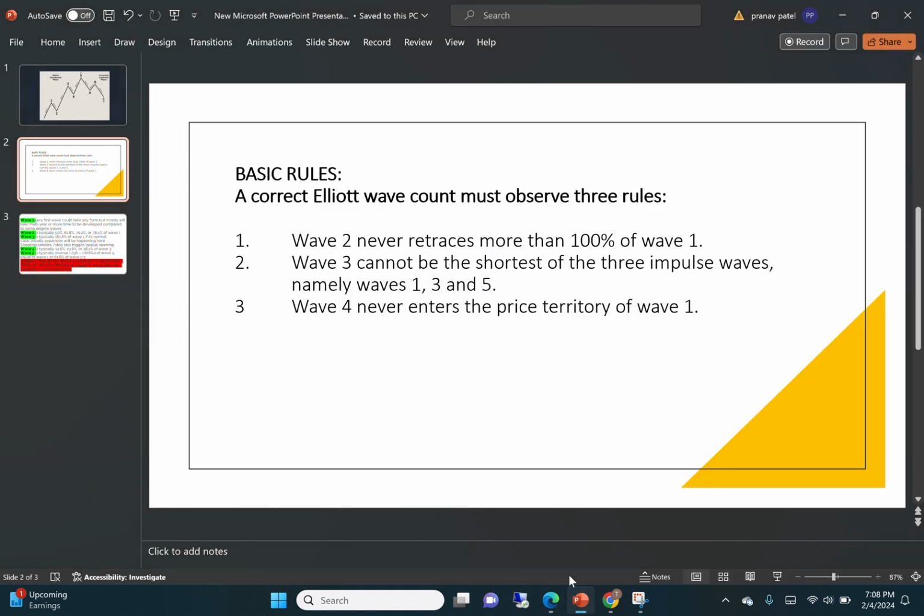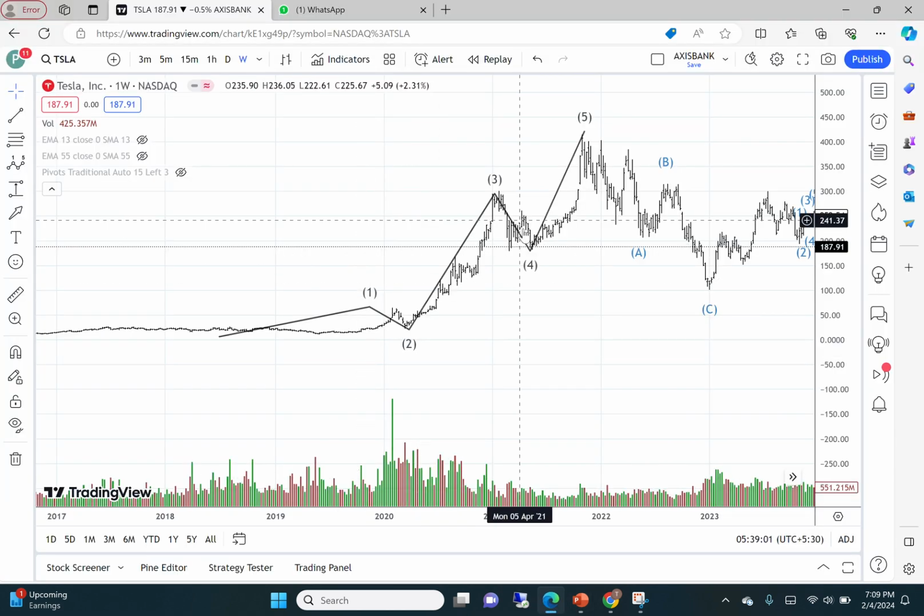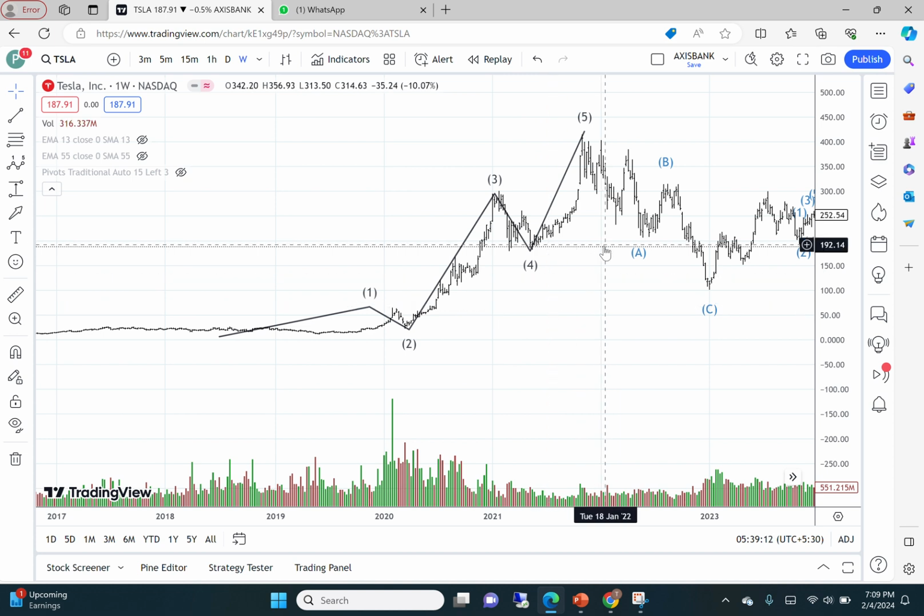But in normal life scenarios, there are many different variations happening. And the main basic rule is wave 4 never enters the price territory of wave 1. So while plotting, if your wave 4 is coming over here, then there is something wrong with your charting. Wave 4 should not enter the territory of wave 1. So those are the basic rules, and let's talk about their characteristics now.